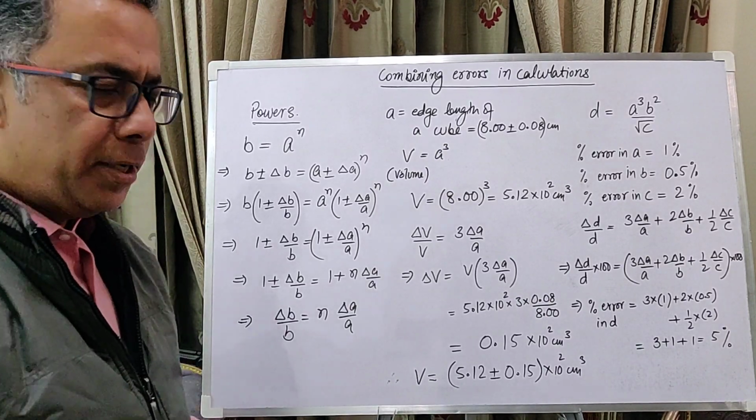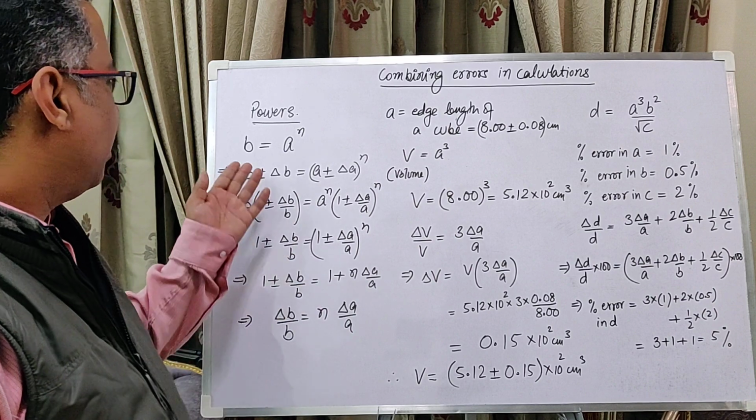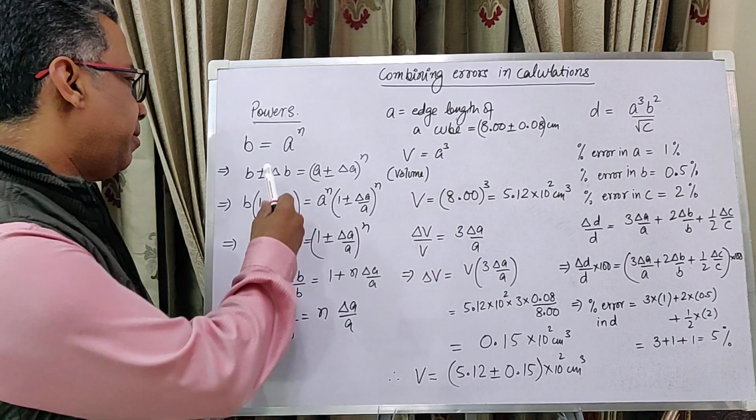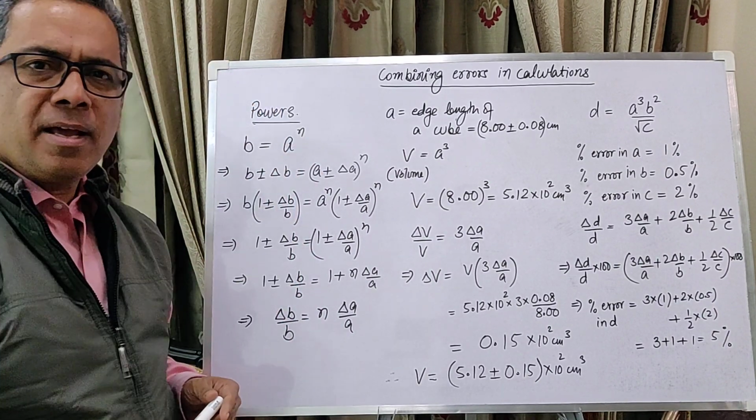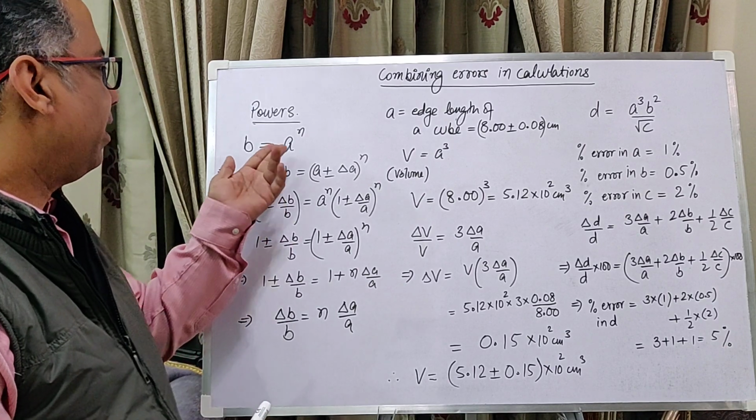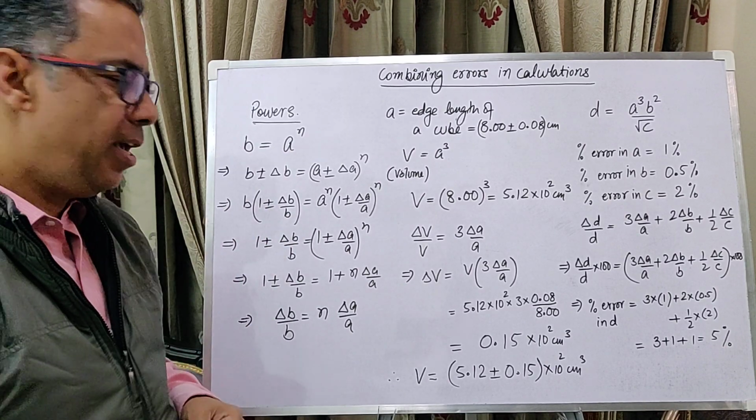The rule for powers now. B is given by A raised to the power n, and now if there is an error in A, how do we calculate or estimate the error in B?